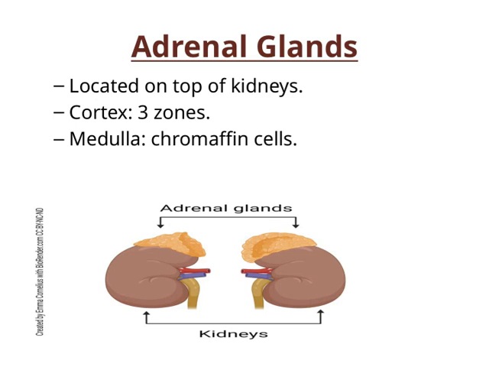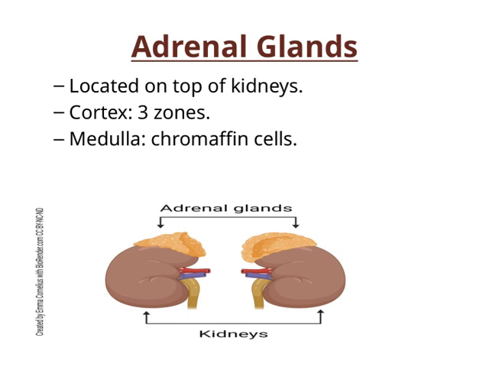The adrenal glands are located on top of the kidneys, acting as small but vital endocrine organs. The outer layer, called the cortex, is divided into 3 distinct zones, each responsible for producing different hormones. These zones work together to regulate various functions like metabolism, immune response, and stress adaptation.